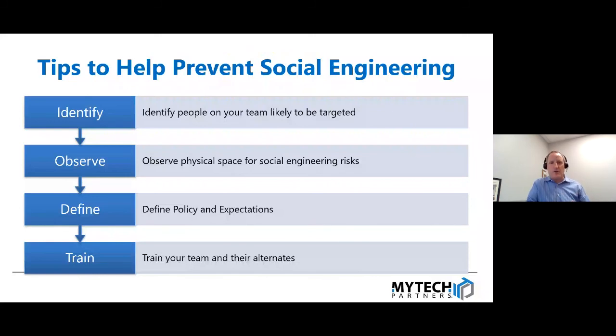So the individual can fall back on the policy. Defining what you want them to do, versus just letting whomever might be sitting there make it up, is a key part of helping you mitigate this. And then train them. Once you define all those things, train the team on it and train their alternates in particular. Not that you shouldn't train your whole team, but in particular, train those people that are likely to be targeted and those folks that might sit in for them whenever they're out on PTO or lunch break or something like that.